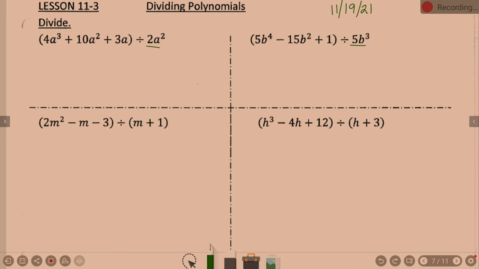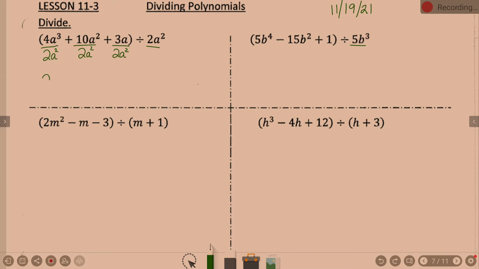Okay? So we have the trinomial 4a cubed plus 10a squared plus 3a divided by 2a squared. The idea here is since we're just dividing by one term, basically what we're going to do is take each of these terms and divide it by 2a squared. So we're going to divide the first term by 2a squared, the second term by 2a squared, and the third term by 2a squared. And at this point, because we're just dividing by a monomial, so just by one term, we just divide those, simplify, and we're done.